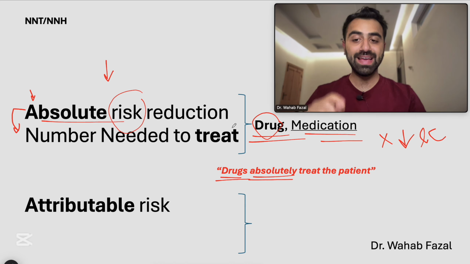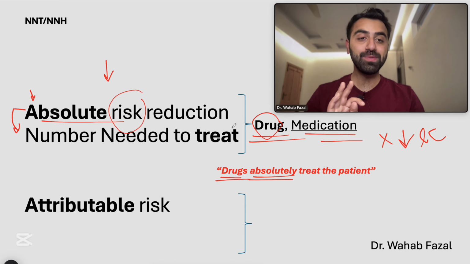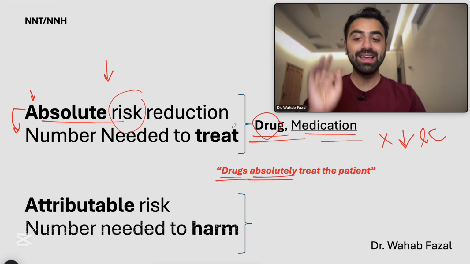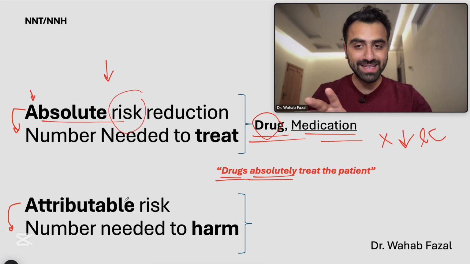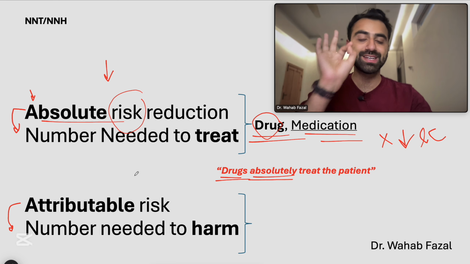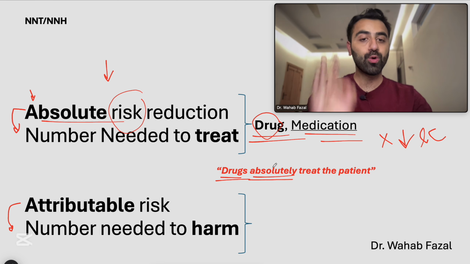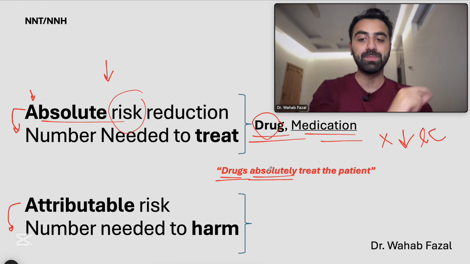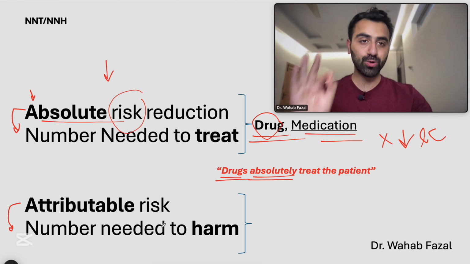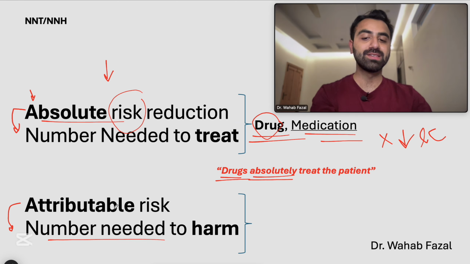The other thing is attributable risk. Attributable risk is very important for us to calculate the number needed to harm. Both of these things go together. Absolute risk reduction and number needed to treat go together because drugs absolutely treat the patient. Attributable risk goes together with number needed to harm because one of these calculations is necessary to calculate the other.